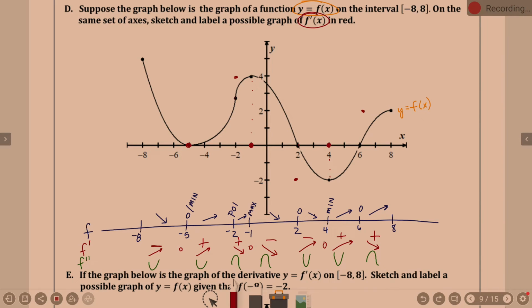What are the requirements for a point of inflection? It's when the second derivative equals 0 and the concavity changes at that point. So your second derivative sign changes from positive to negative or vice versa. Okay? Are we ready?